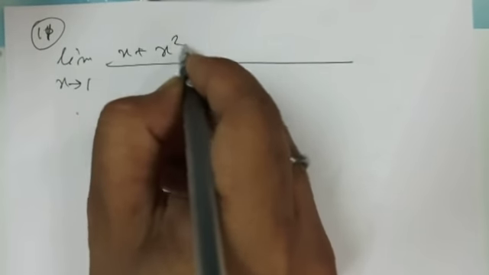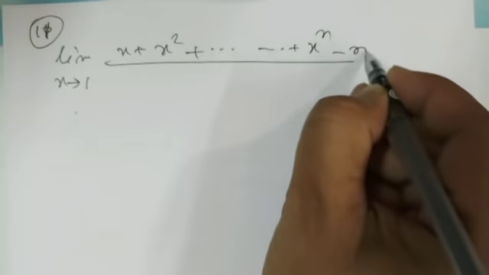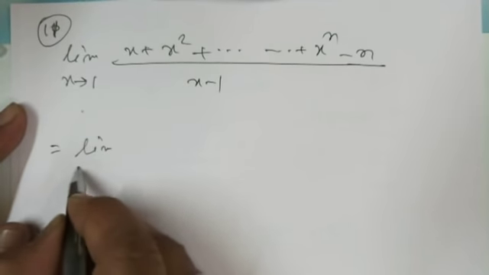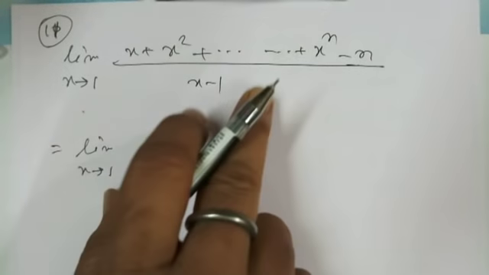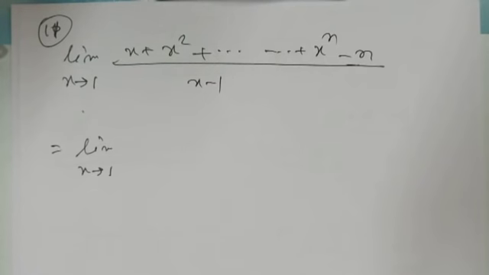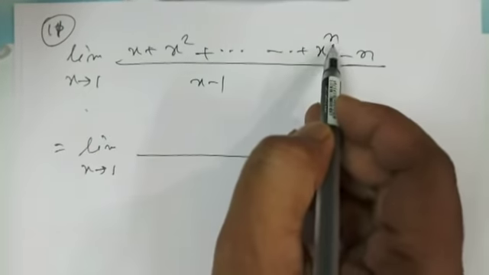(x plus x square plus dot dot and so on plus x power n, minus n) upon x minus 1. If you observe this question, then this will seem very difficult, but how will you do this? Look, x plus x square plus dot dot up to x power n. These are the terms, 1, 2 up to n. These are the n terms.